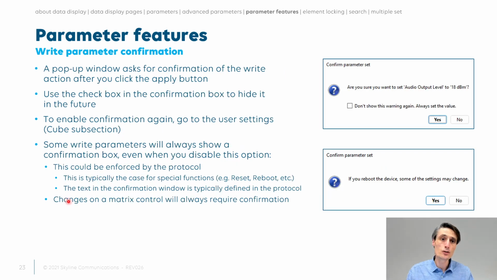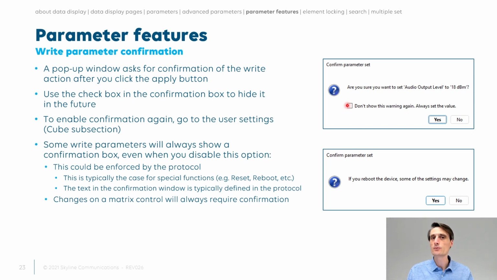All right. Whenever I do a set on a parameter, there will be a confirmation. If you are bothered by that, you can select don't show this warning again, and it won't ask for a confirmation anymore. Through your user settings, you can activate it again if you change your mind afterwards. So that's a user setting where you can enable or disable that. There are, however, two exceptions. There will always be a confirmation whenever you do a set on a matrix, the inputs-outputs crosspoint setting. That will always come along with a confirmation box.